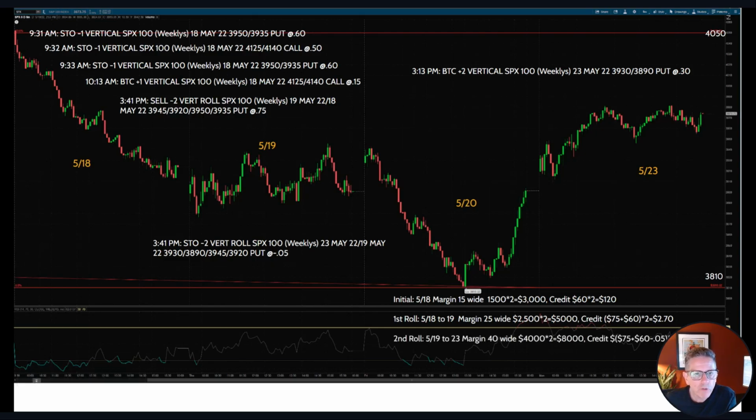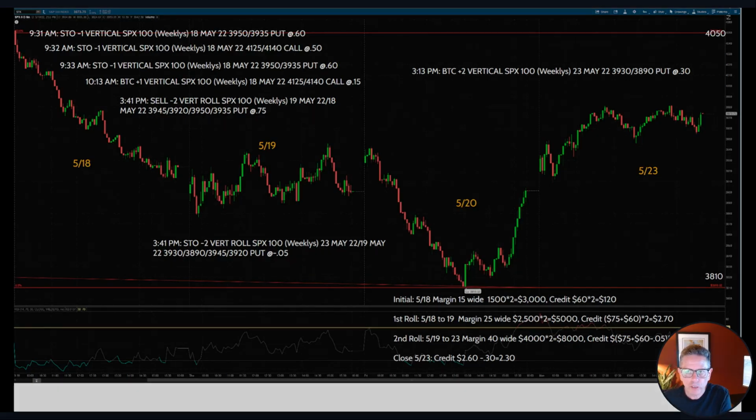And then finally we did a 40 wide spread, and the margin went to $8,000. But you can see here we collected, between debits and credits, $2.60. And then in the end, basically we closed the trade for 30 cents, so we closed it for $2.30, and that's really what the trade gave us throughout that process. It's just another way to trade these, but you need a lot more margin in order to go through that.